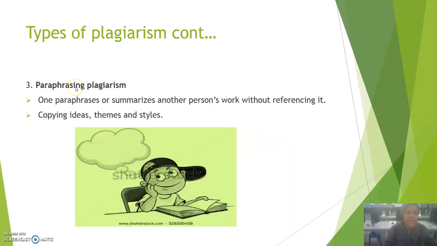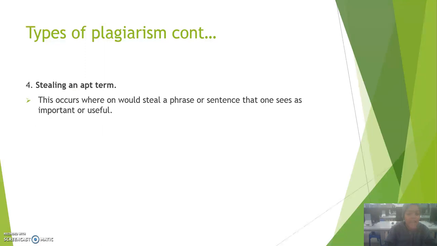And then the next type of plagiarism is paraphrasing plagiarism. It is where one paraphrases writing in their own words or summarizes another's work without referencing it. So you're basically copying ideas or themes or even styles.